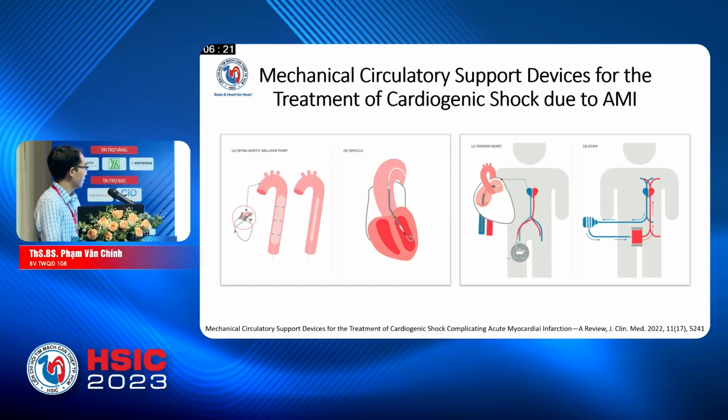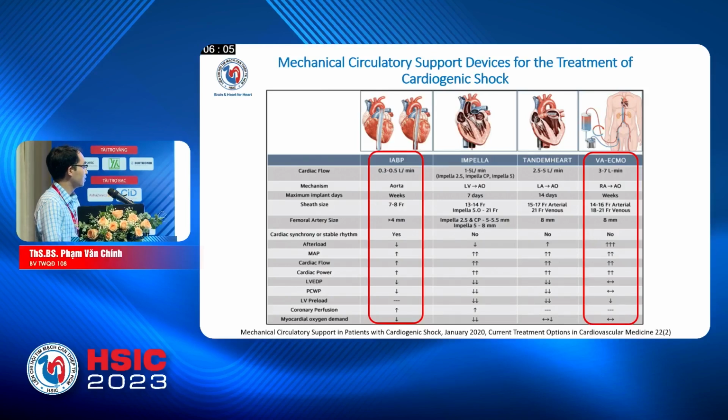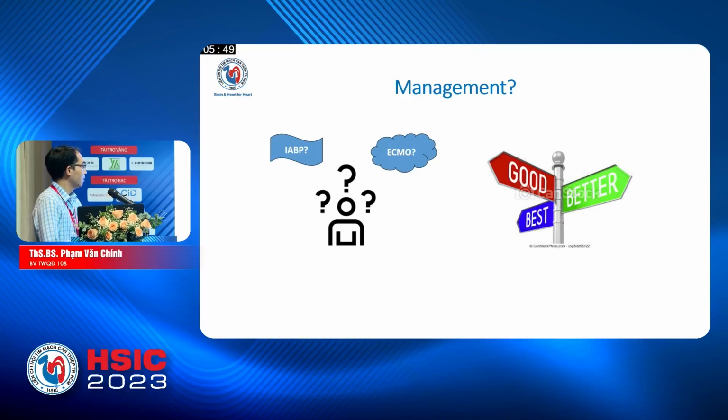There are many kinds of circulatory support device, but in our center we just have IABP and ECMO. Tandem Heart and Impella we don't have in Vietnam. And in this patient, we see that she has left ventricular dysfunction, so I don't want to raise the afterload. So first we think we use IABP, and more which is better for this patient.